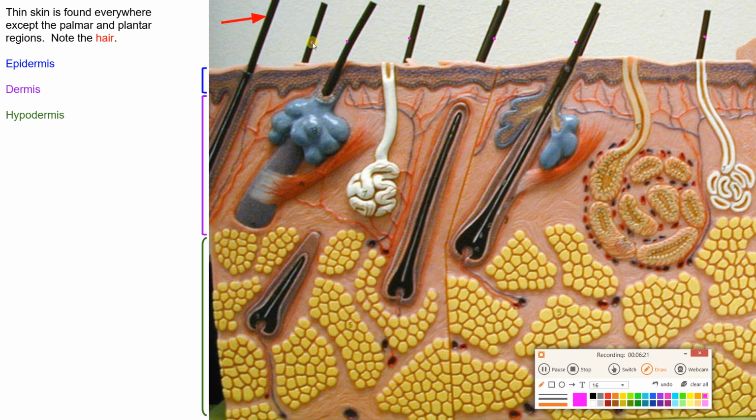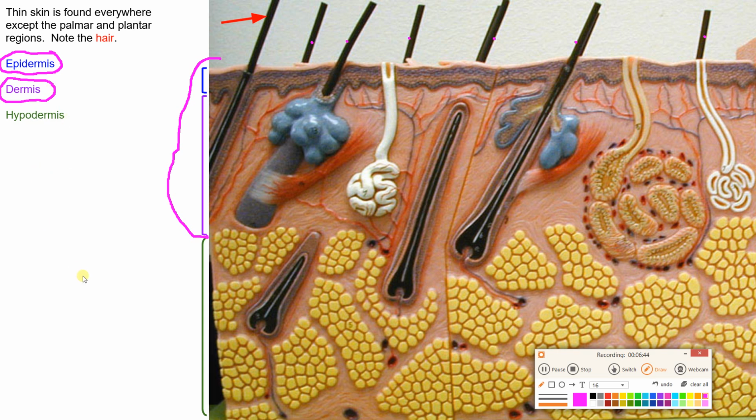Thin skin has hair. Now, the skin contains two layers, the purple and the blue here. Blue is epidermis, and purple is dermis. The epidermis is my epithelial layer of my skin. The dermis is my connective tissue layer of my skin.